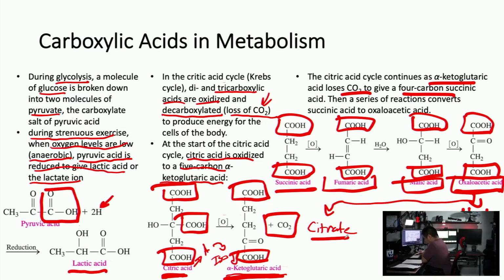So enough about carboxylic acids. We'll talk a lot more about them when we start talking about glycolysis, the citric acid cycle, and the rest of the metabolic pathways. Next, let's talk about the esters.